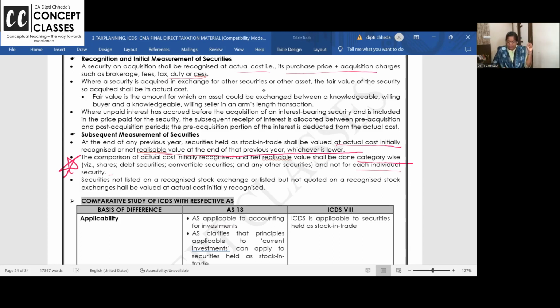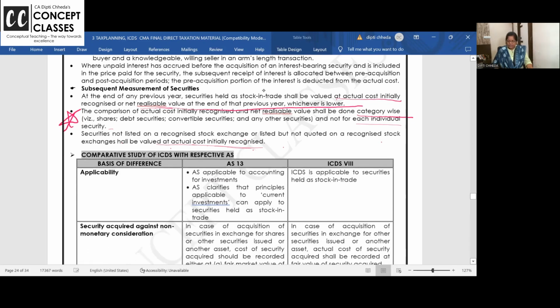Securities not listed on a recognized stock exchange, or listed but not quoted, shall be valued at actual cost. You know, sometimes it is cost or NRV, but NRV is not available because these securities have no listing or are not quoted properly. In that case, it is to be valued at the actual cost initially recognized. Okay? Right.